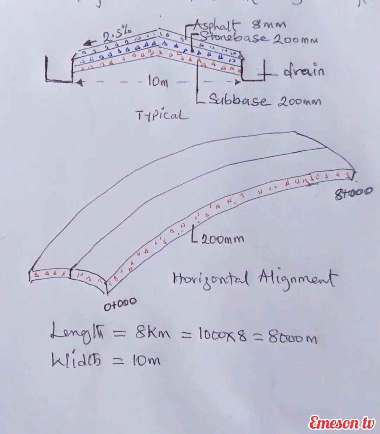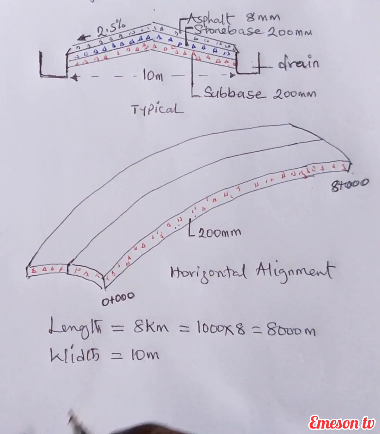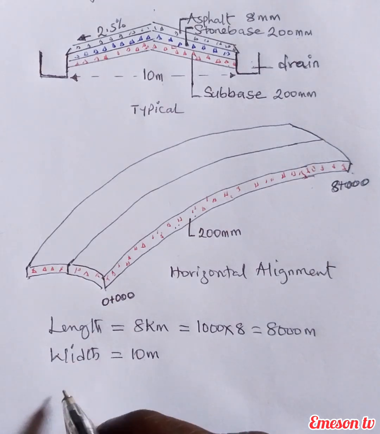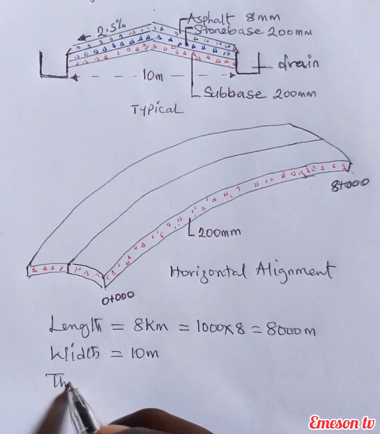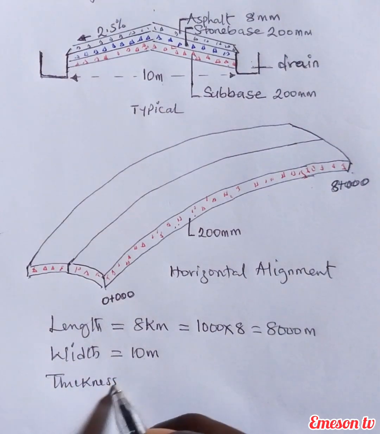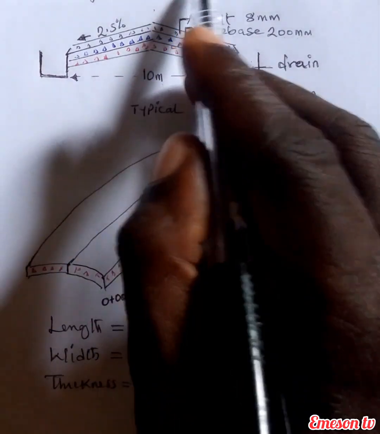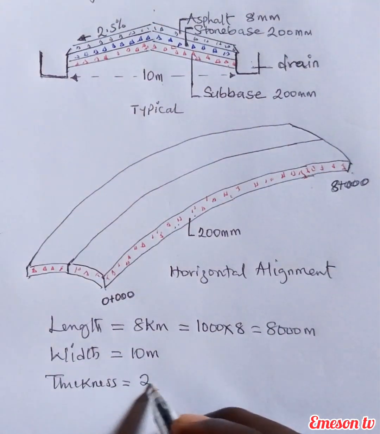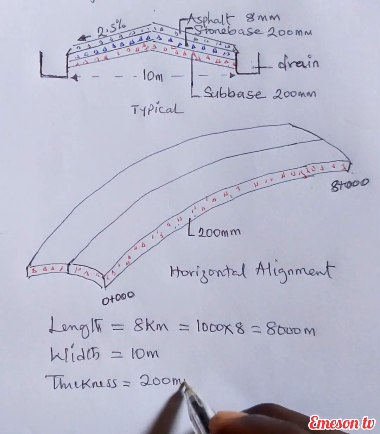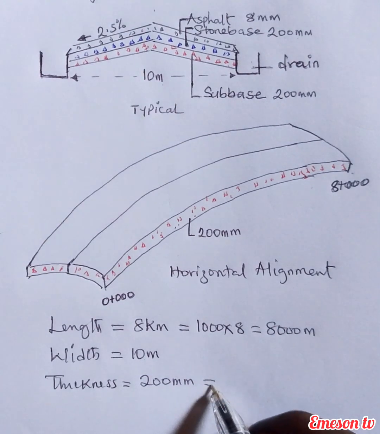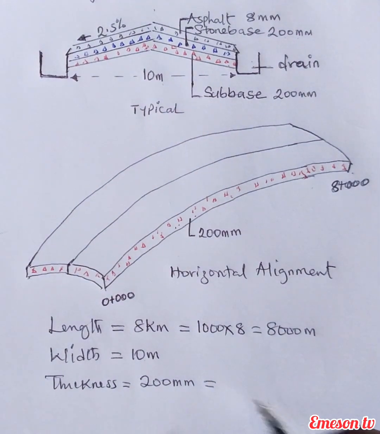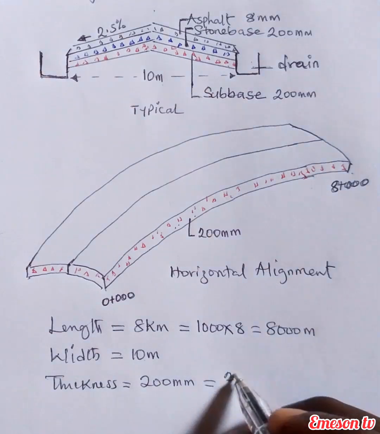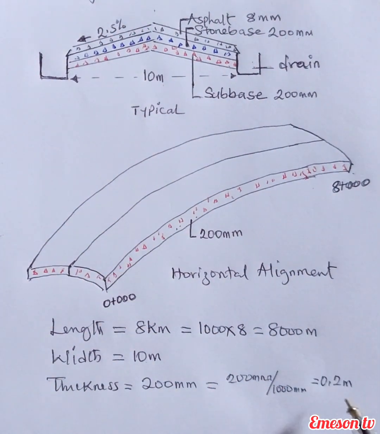The next thing is the thickness. The thickness of the material is 200 mm. So convert this 200 mm to meter. What we have is this. So let's show how this conversion is made.